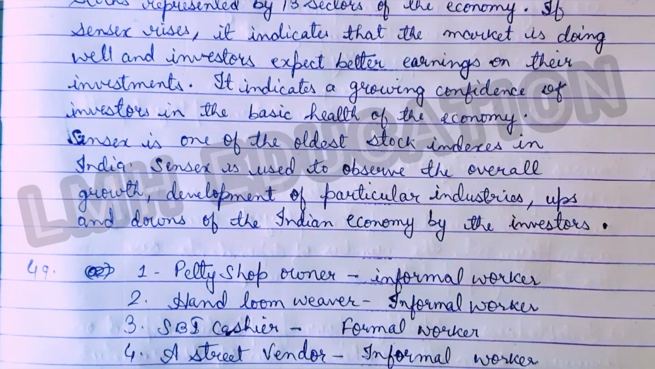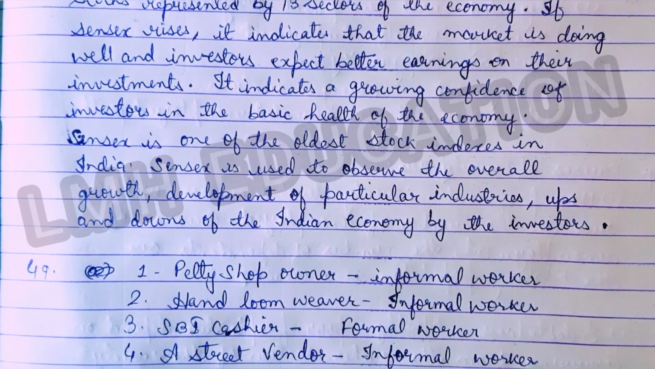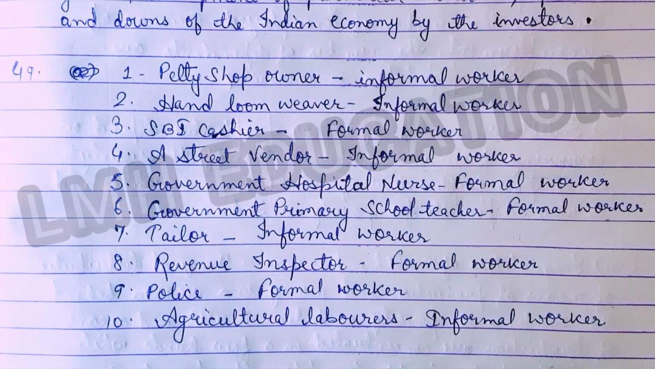The question number 49 is identify the formal and informal workers in the following list. The list of 10 persons have been given, and you have to find out and identify the formal and the informal workers in the list. So the first one is petty shop owner. So then petty shop owner is informal worker. Next one is handloom weaver, informal worker. Third is SBI cashier. SBI cashier is formal worker.